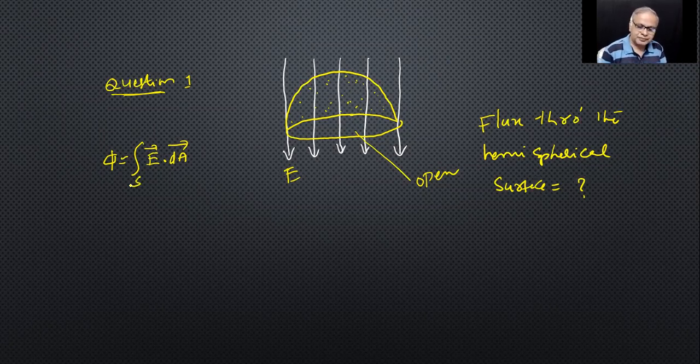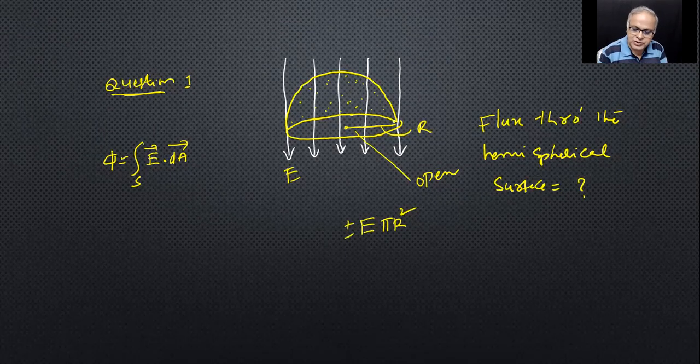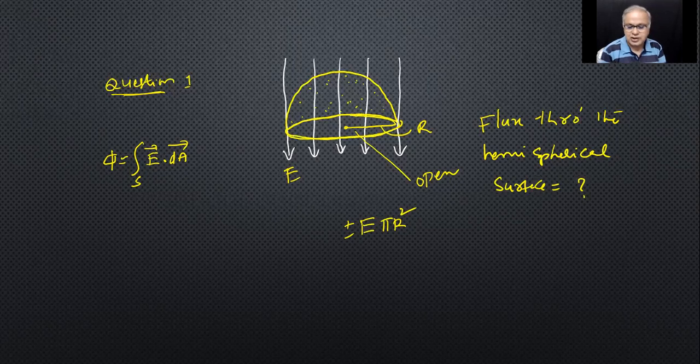Look at this. Of course, ultimately, I'll give the radius of this to be R. We are going to show it finally like this only, E into pi R square, either plus or minus, depending on which way I took my normal. I told you this is still open here. It's not a closed surface.